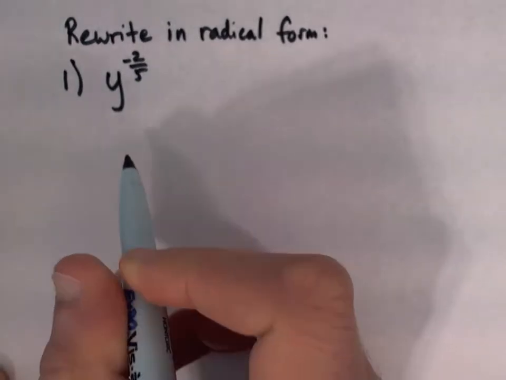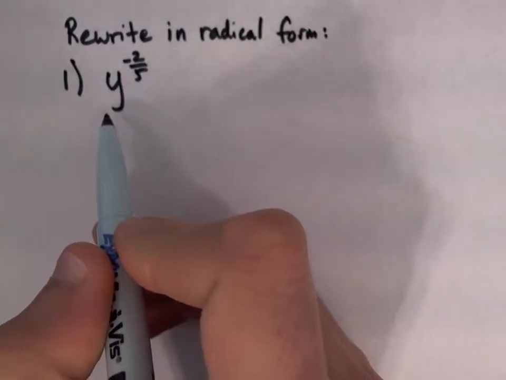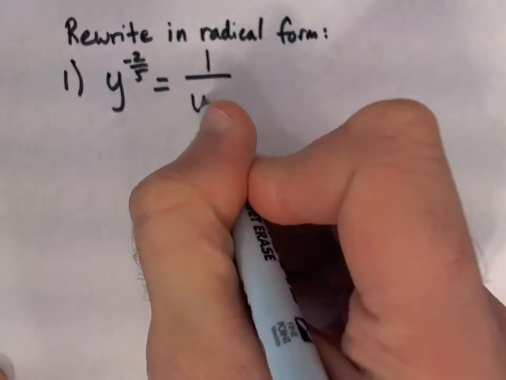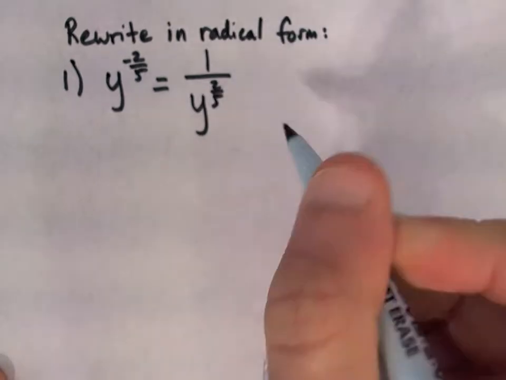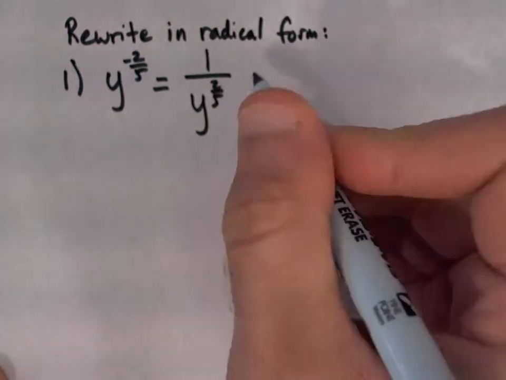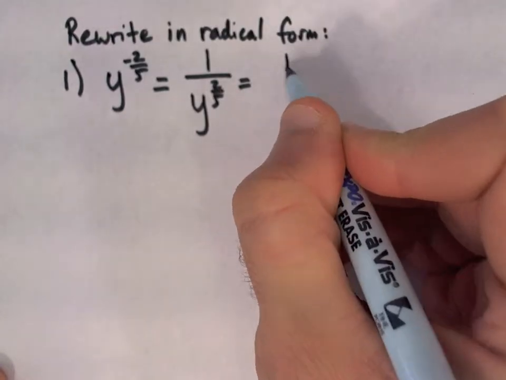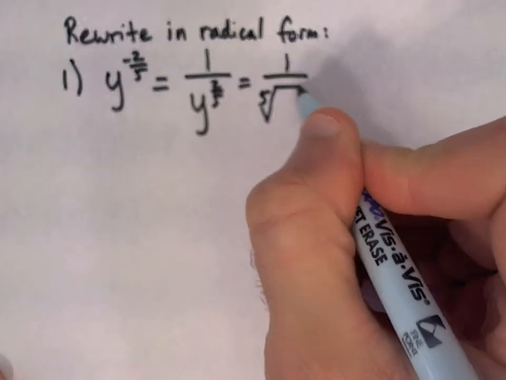Okay, well, first off, anytime I have a negative exponent, remember you could send the entire thing to the denominator. So that's going to be 1 over y to the 2/5. And now I just rewrite that in radical form. So I can put this is the type of root, this is the index, so it's the 1 over the 5th root of y squared.